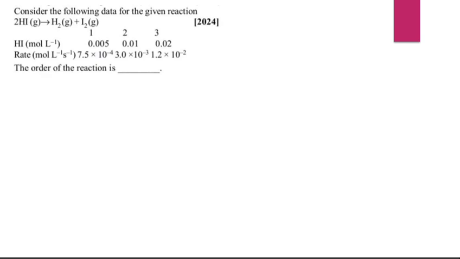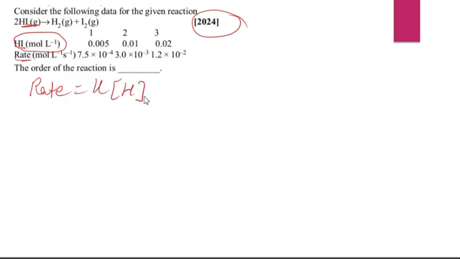See here, they are asking you to find out the order. They are giving us the initial concentration of HI, and they are also giving us the rate. So they are asking us to find the order. It is the same question as the previous one, which came in 2024, one year before. So what we will do, first write down the rate law. So rate equal to k [HI], order we don't know, right? So it will be to the power m.